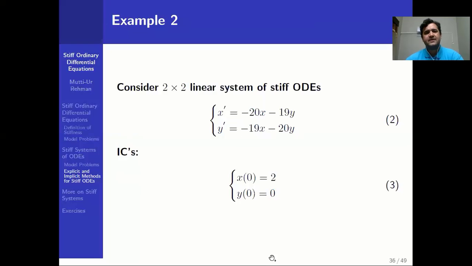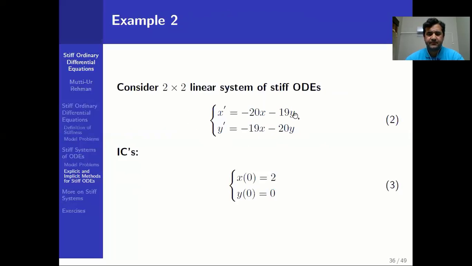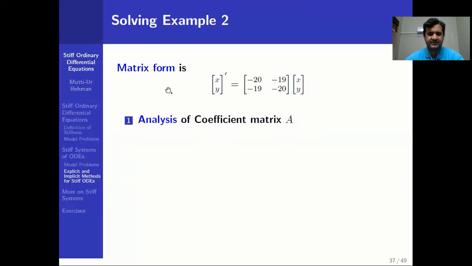Okay, so to understand it better, we consider a 2 + 2 system of stiff ordinary differential equations. Okay, and we consider initial conditions. Okay, and this linear system of stiff ODEs can be written in the matrix form, and then you can just do analysis for this coefficient matrix. I call it the matrix A actually.